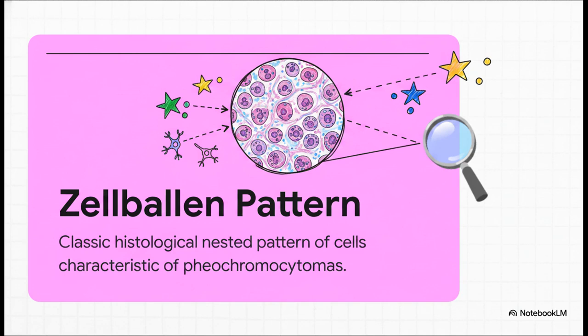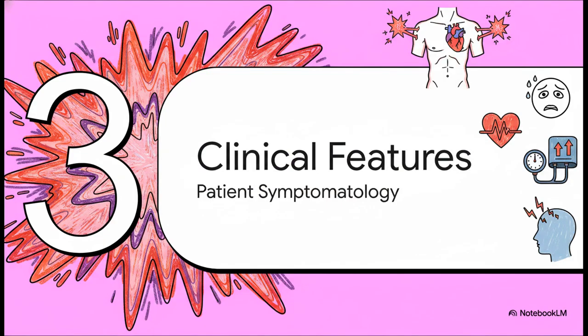So, on a cellular level, if we take a tissue sample from one of these tumors and put it under the microscope, what are we looking for? We're looking for its defining architectural signature, the Zellballen pattern. It's this classic histological nested pattern of cells that absolutely confirms our diagnosis, especially when we use immunohistochemistry and see positive staining for neuroendocrine markers like chromogranin A, synaptophysin, S100. Section 3, clinical features and symptomatology.